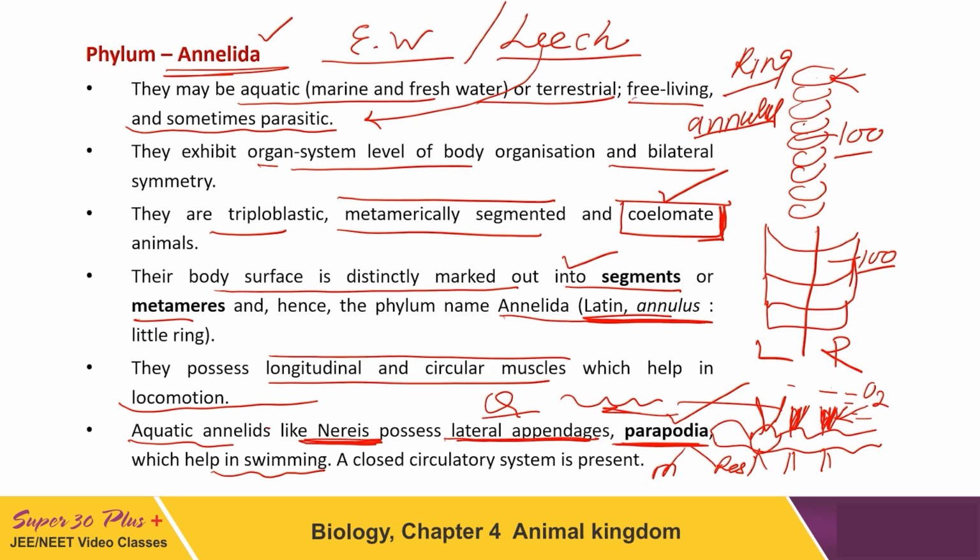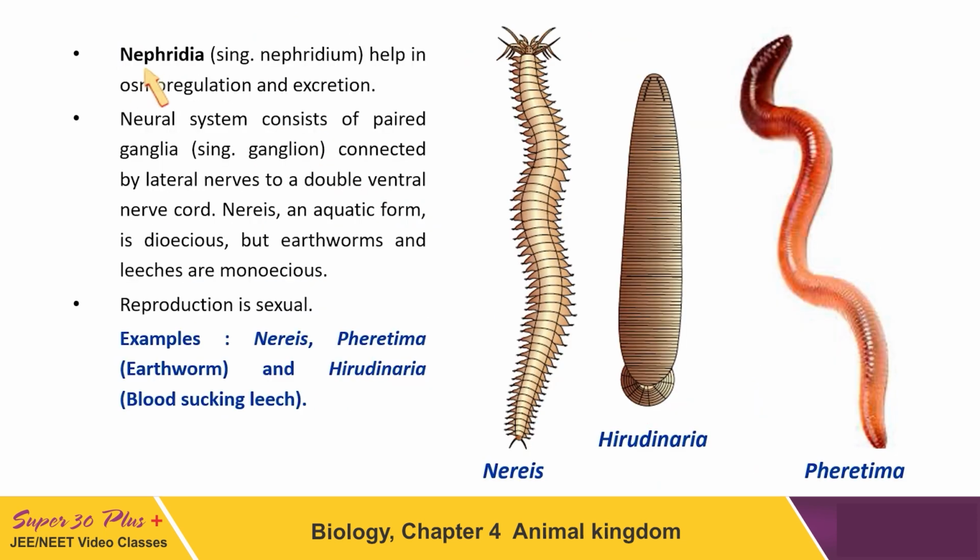In Nereis, or in annelids, we have a closed circulatory system. Closed circulatory system means it will have capillaries. Closed vascular or blood circulatory system is found. Is it right? Now, nephridia, for the first time. Single is nephridium. It helps in osmoregulation and excretion. If you have done dissection in practicals, nephridia are found in the pharynx region, and are found attached to the septa.